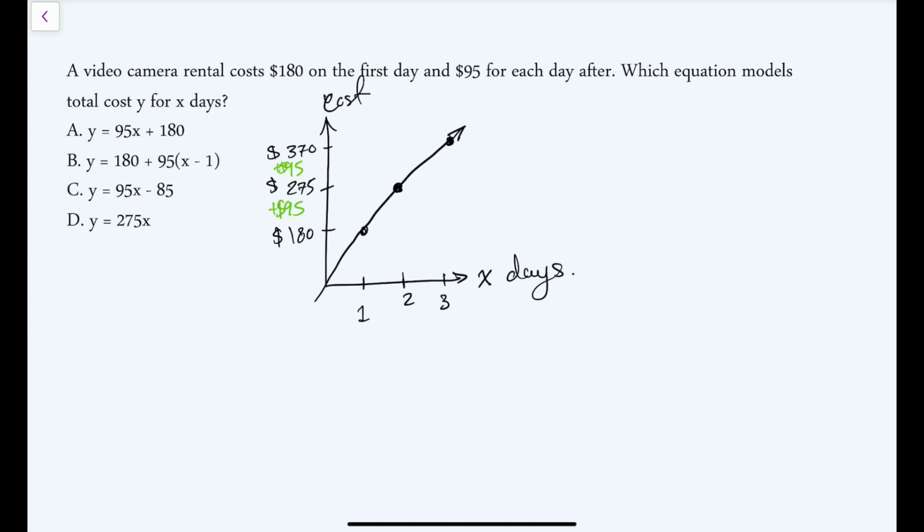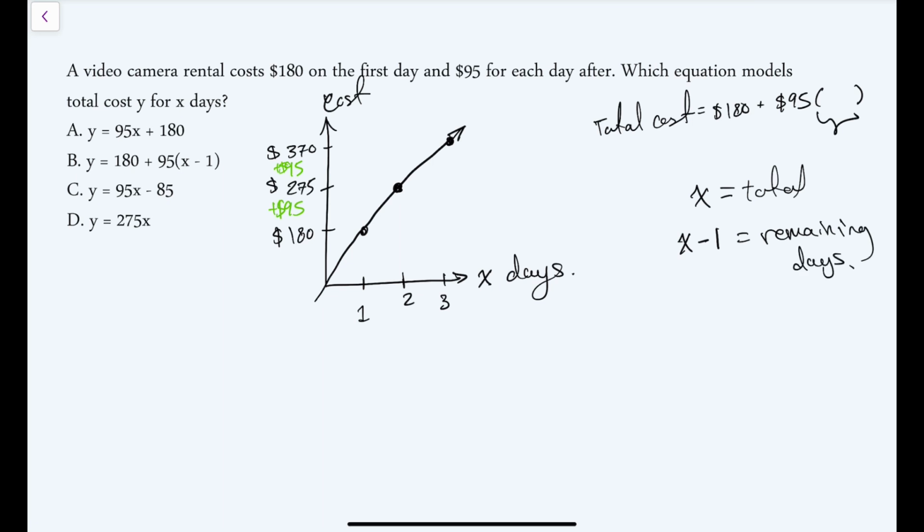Okay. So, again, 1 day passes, the total cost is $180. That's for 1 day. Then some other amount of days pass, and it's another $95 per those days. Well, now the issue is how many days pass. Well, x is the total days, right? But we're not counting the first day, so minus 1. That's the remaining days.